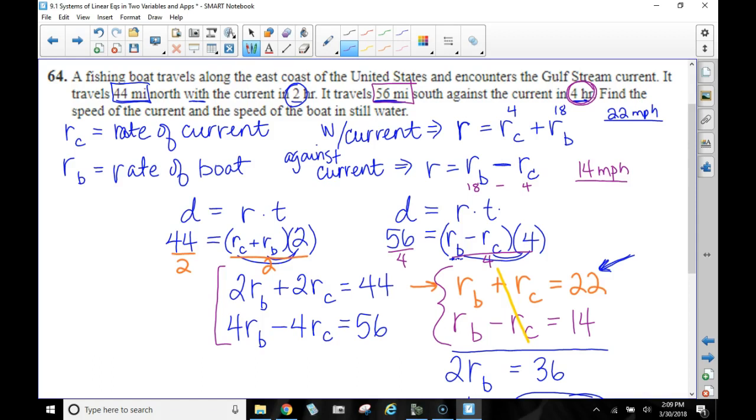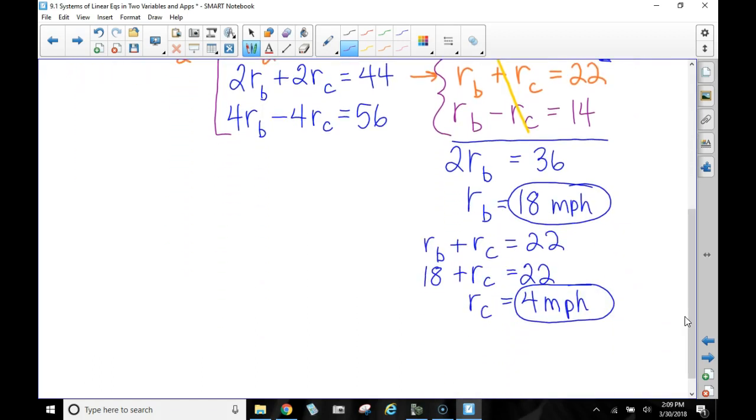But our answer ultimately is 18 miles per hour is the boat in still water. That's that rate. And 4 miles per hour is the rate of the current in the, was it called the Gulf Stream? I think it was the Gulf Stream current.